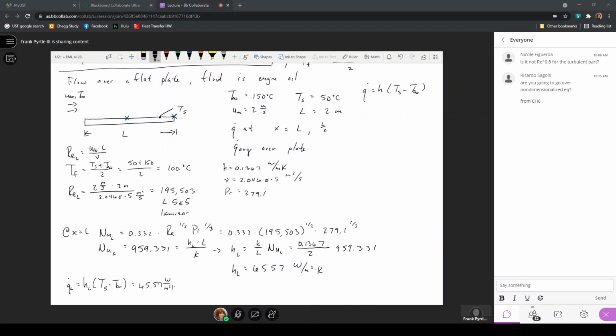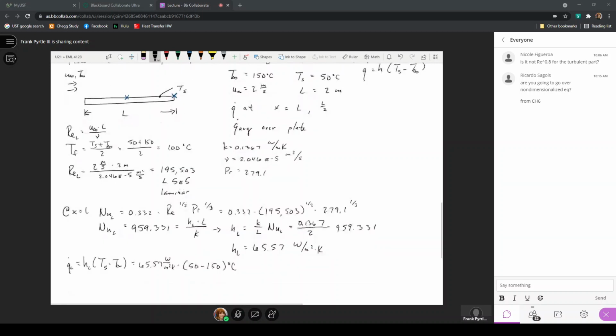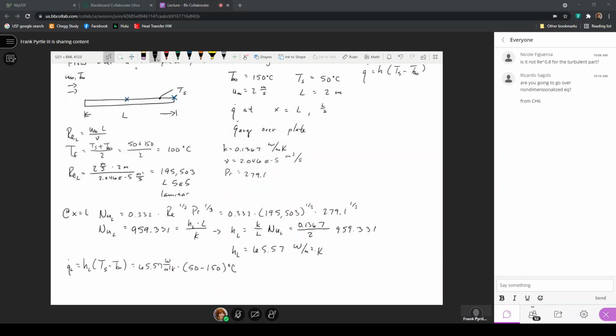watts per meter squared Kelvin times the temperature difference. The surface temperature is 50 degrees and the fluid temperature is 150 degrees. So here we're going to end up with a negative value, and the negative value just indicates that the heat flux is into the plate. The fluid is actually heating the plate rather than the plate heating the fluid. So times minus 100 here. So minus 6,557.03 watts per square meter.